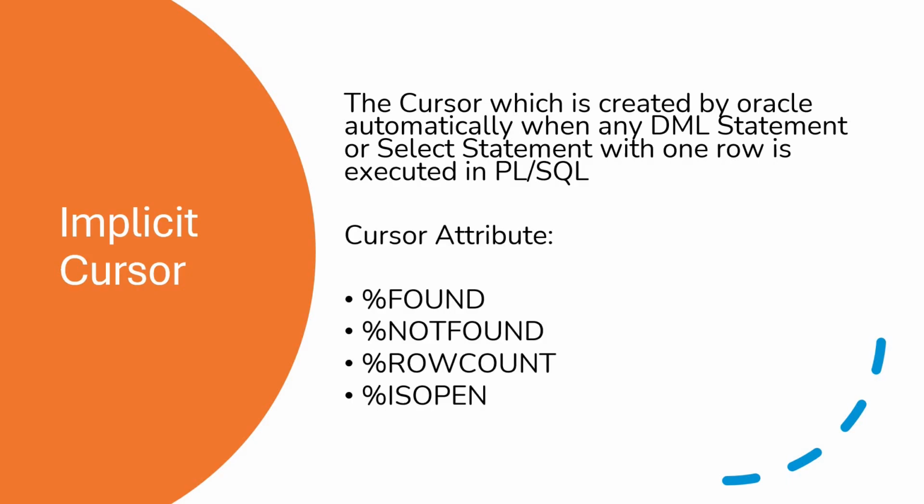And in implicit or explicit cursor, we can use different cursor attributes to know the state of the cursor, like if the cursor fetches any records or not, and if it fetches any records, then how many records it has fetched. The cursor attributes that we use are %FOUND, %NOTFOUND, %ROWCOUNT, and %ISOPEN. And the last one, %ISOPEN, is only used for explicit cursor.